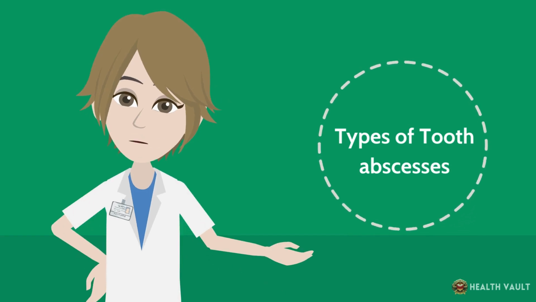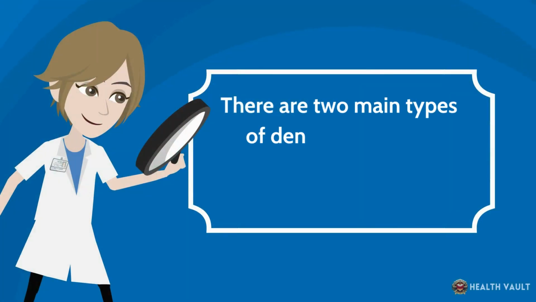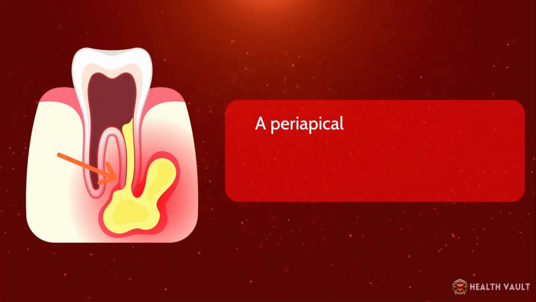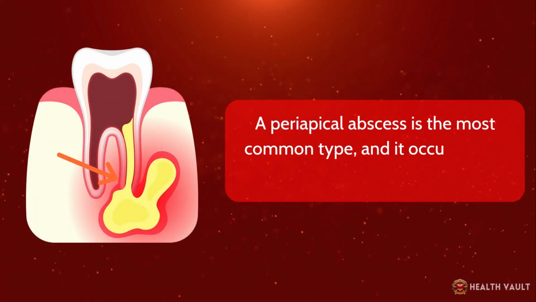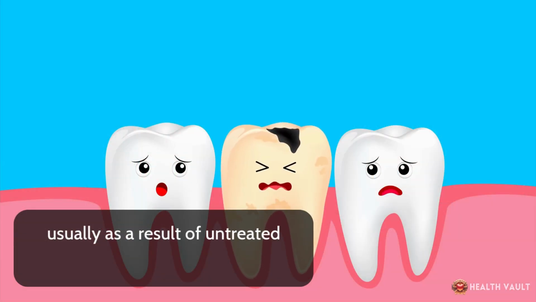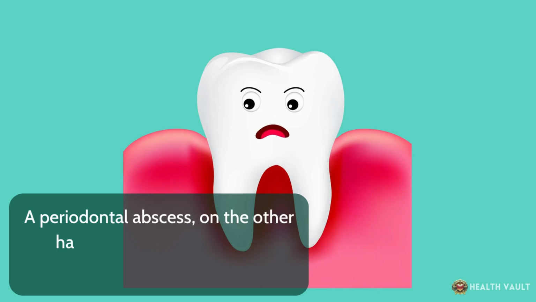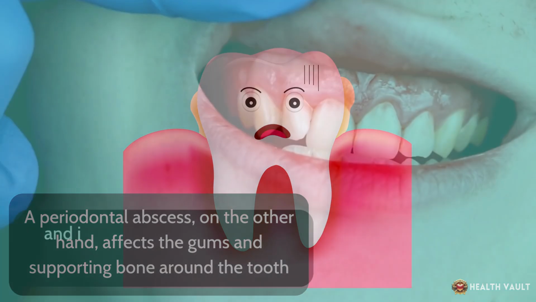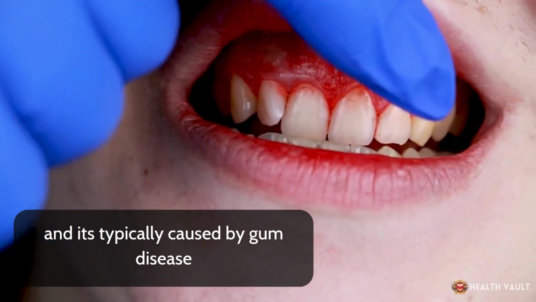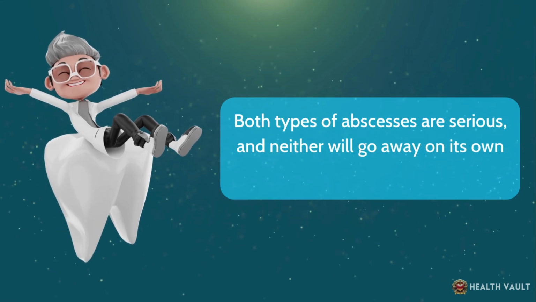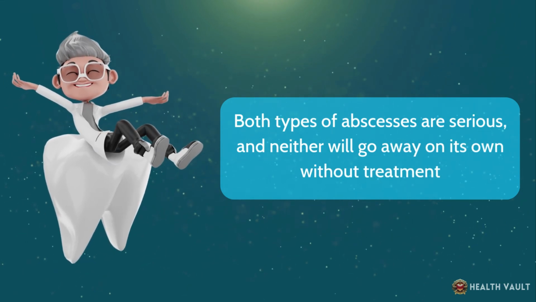Types of tooth abscesses. There are two main types of dental abscesses, periapical and periodontal. A periapical abscess is the most common type, and it occurs at the tip of the root, usually as a result of untreated tooth decay or injury. A periodontal abscess, on the other hand, affects the gums and supporting bone around the tooth, and it's typically caused by gum disease. Both types of abscesses are serious, and neither will go away on its own without treatment.